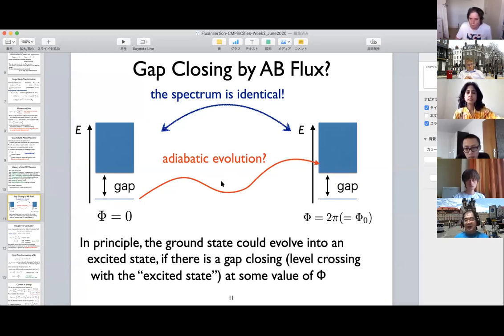So if I assume that the gap does not close by flux, then this cannot happen. But that assumption is non-trivial. And actually, I think sometimes this gap closing happens. But my point is that if this kind of scenario is realized, then the system gains some finite, non-zero energy by this adiabatic flux insertion. Then it has a non-trivial consequence on the conduction property, especially in 2 dimensions.